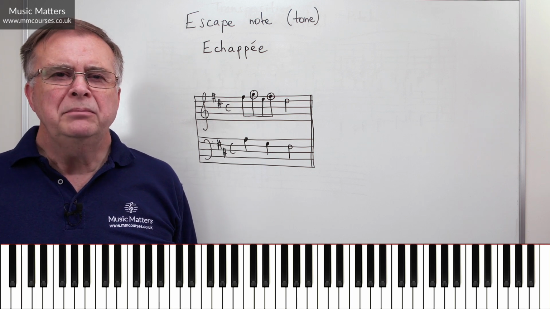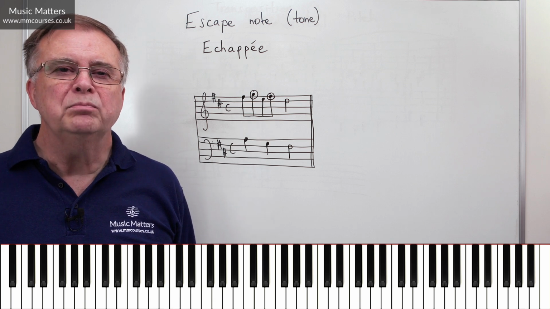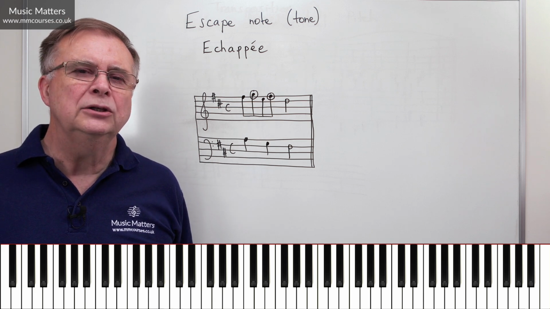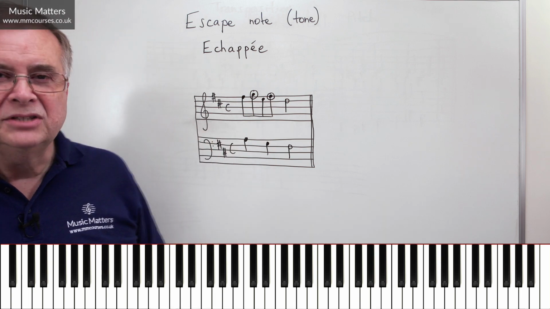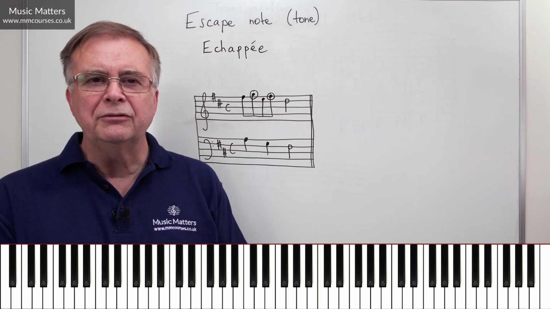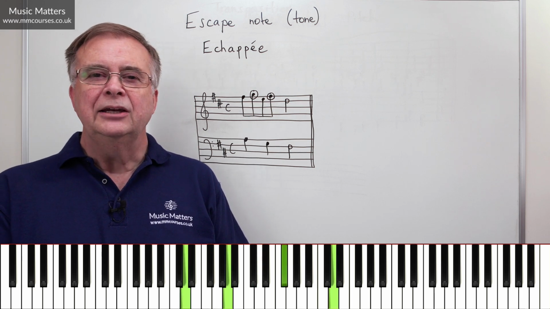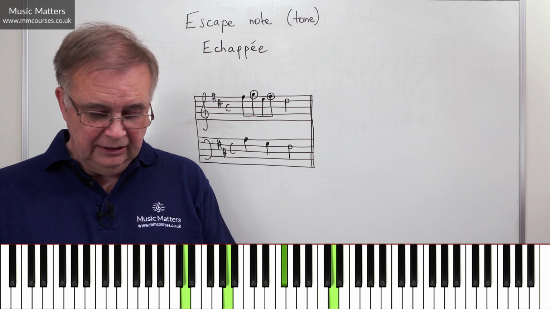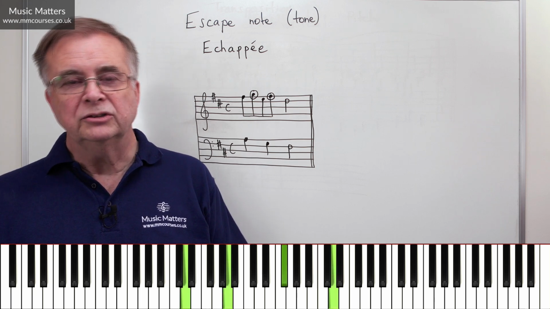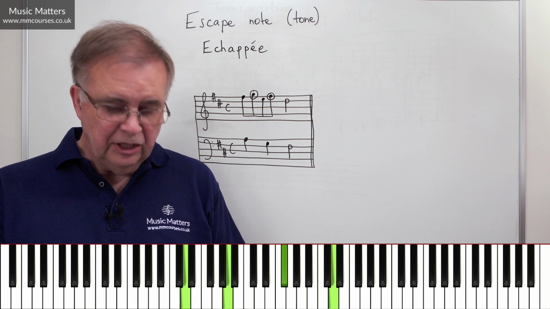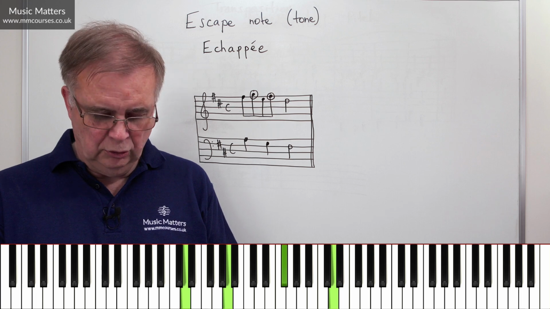So what do I mean by inessential notes? What I mean is using notes that don't belong to the prevailing chord. So this example is in the key of D major. So let's think in D major for a moment. If I've got a chord of D major, then it would be D, F sharp and A. And all the notes I'm playing are either D or F sharp or A. So that means they're all what we call harmony notes. They all belong to the chord.